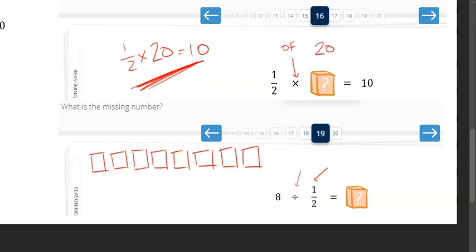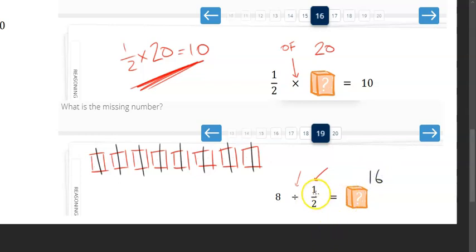Okay, so let's get one of the 8s, split it in half, split it in half, and we'll keep splitting these in half. Then we just count out how many halves there are. So 1, 2, 3, 4, 5, 6, 7, 8, 9, 10, 11, 12, 13, 14, 15, 16. So our answer in this case is 16.